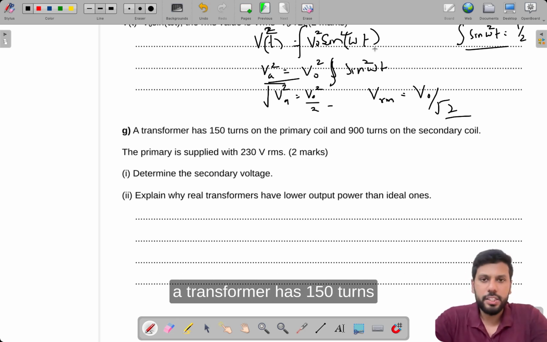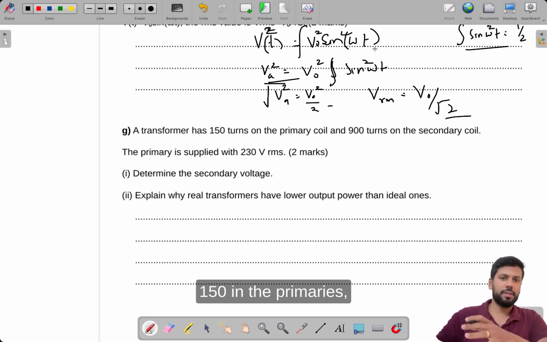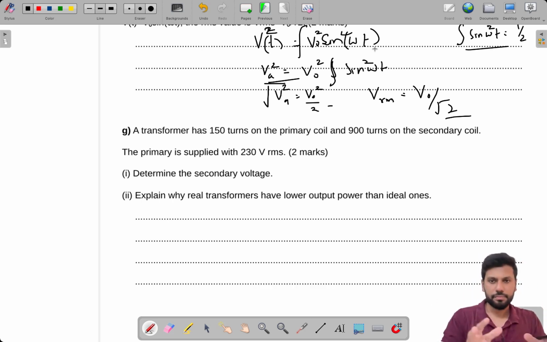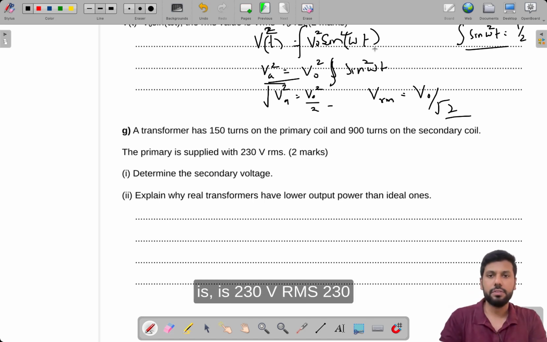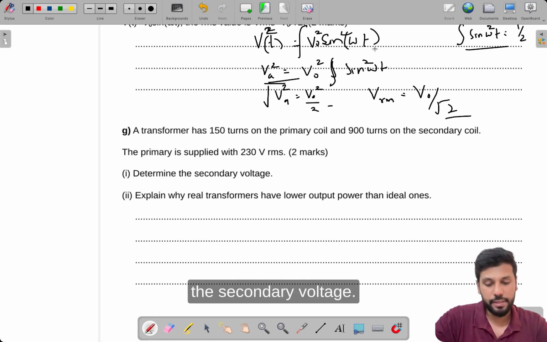Last one. A transformer has 150 turns on the primary coil and 900 turns on the secondary coil. The primary voltage supplied is 230 V RMS. Determine the secondary voltage.